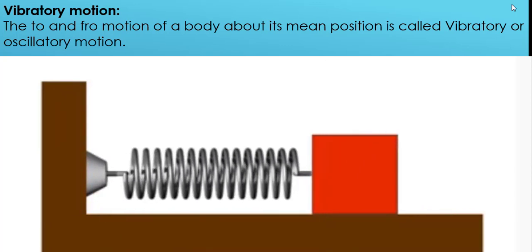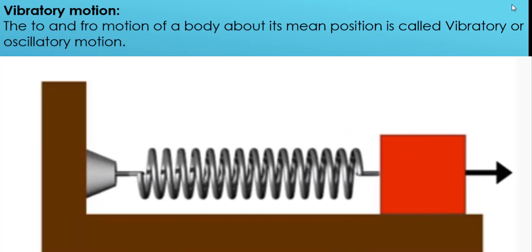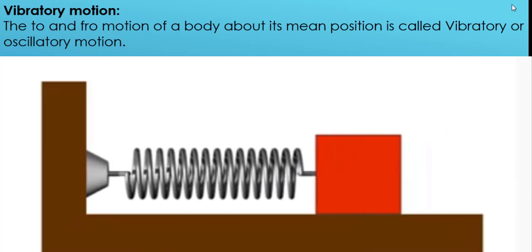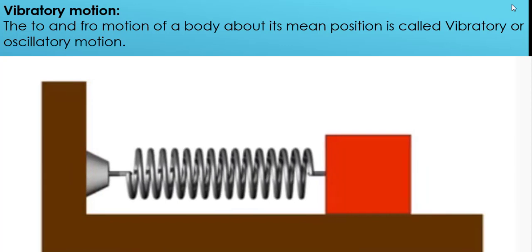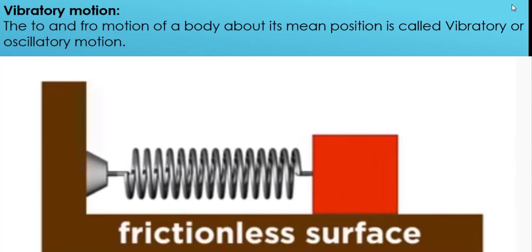vibratory motion. Equilibrium position is the position where the object is in a state of rest. A spring is not stretched or compressed, so it will not oscillate unless we displace the object from its equilibrium position. So this is also an example of vibratory motion or oscillatory motion.